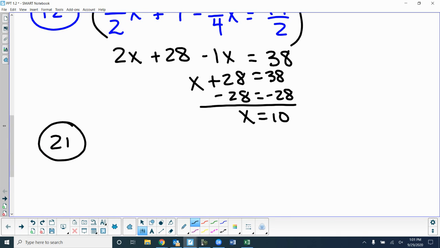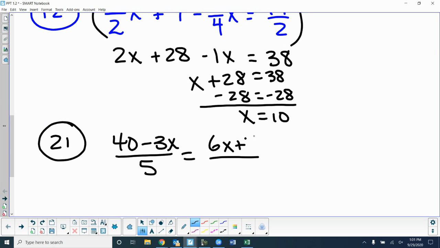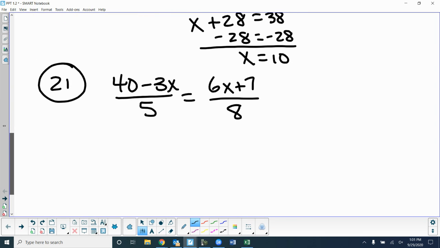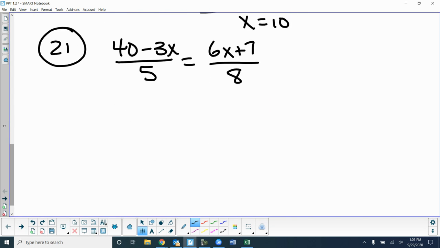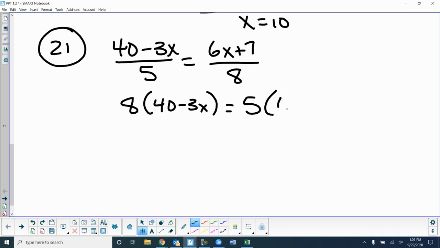Yeah, you end up distributing. We got (40 minus 3x) over 5 equals (6x plus 7) over 8. So if you have one fraction equal to one fraction, I would just cross multiply. So 8 times (40 minus 3x) equals 5 times (6x plus 7).